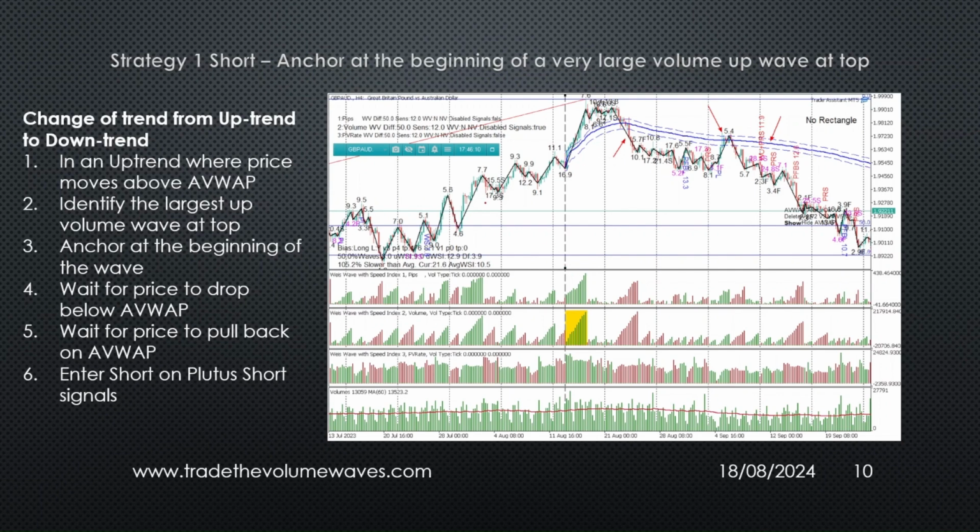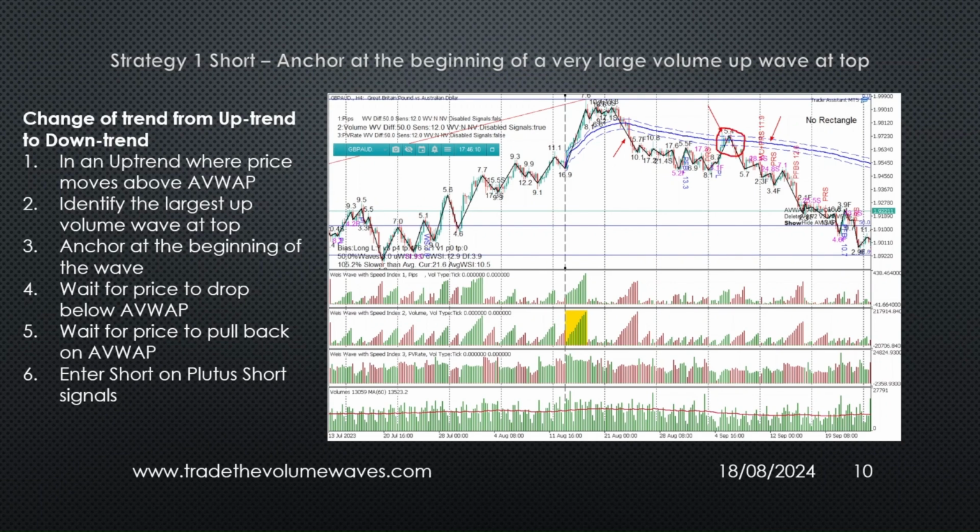Then, of course, we are in an uptrend, therefore prices are above AVWAP. So we identify the largest up volume wave and we anchor the VWAP here. So what do we do next? We wait for the price to drop below the VWAP. Then we wait for a pullback to the VWAP, which is right here.